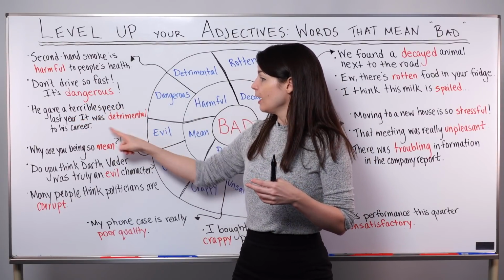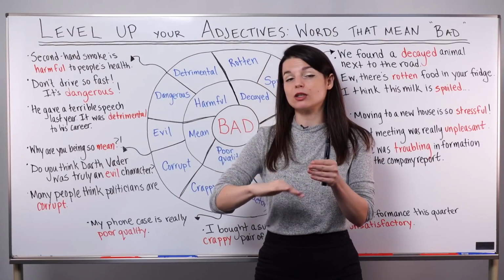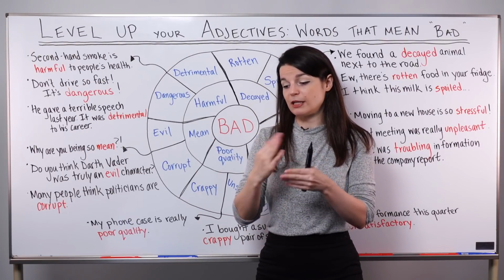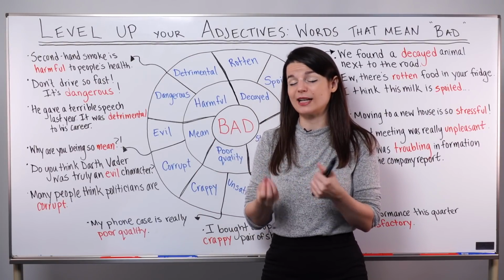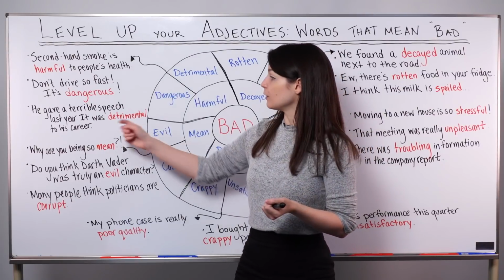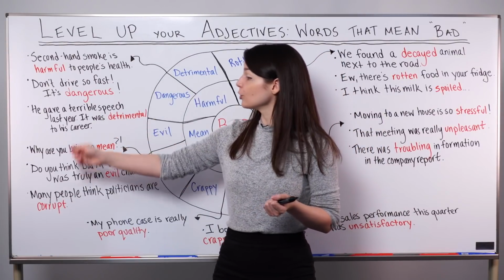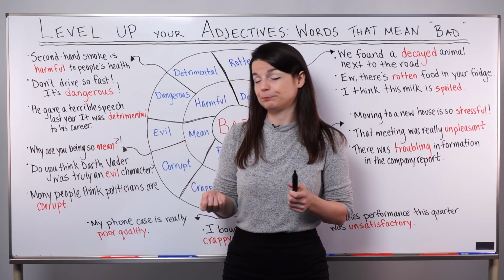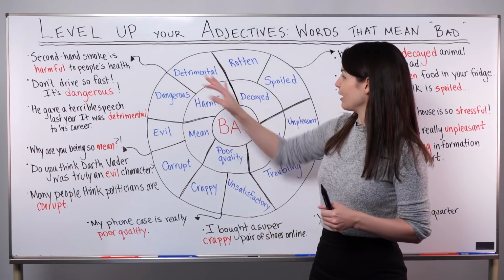So in this case, his career decreased, or he lost maybe something good about his career. It caused damage to his career. So we use this pattern, detrimental to something, to explain that. Okay, so that's the final group there.